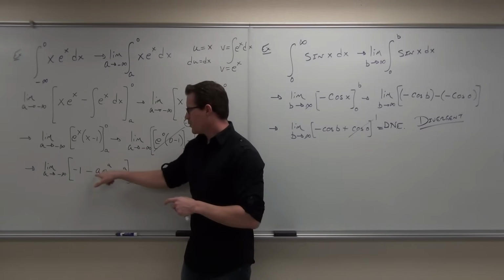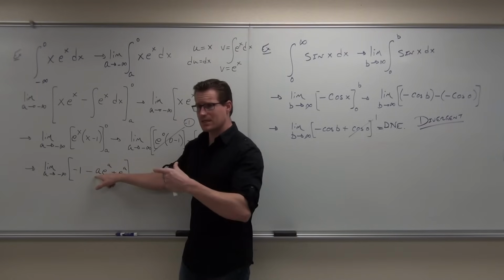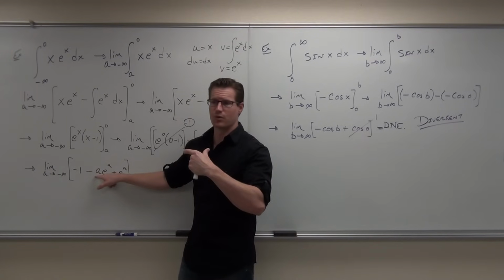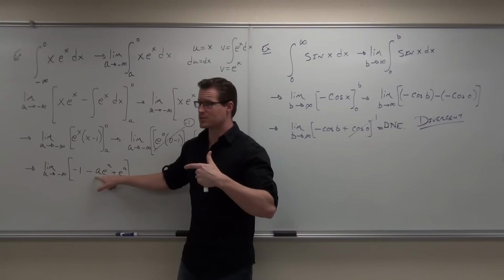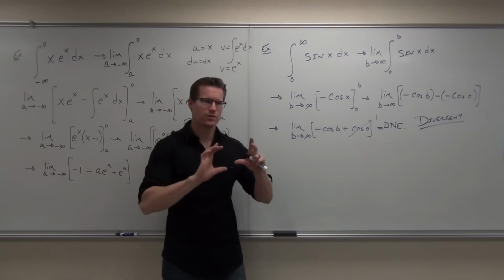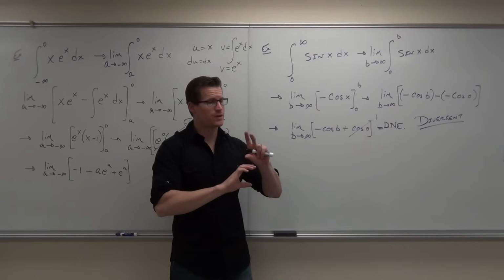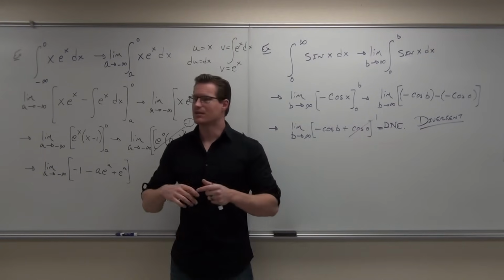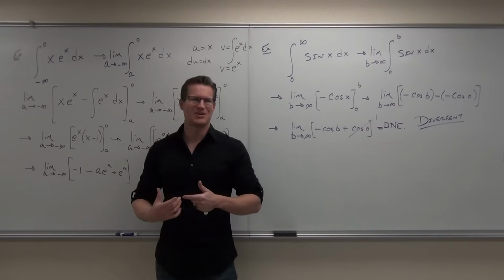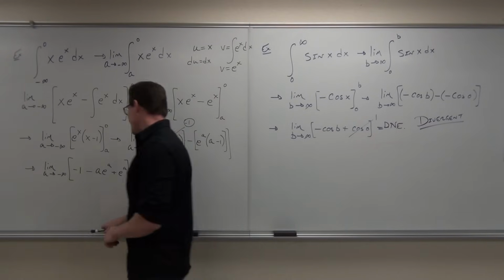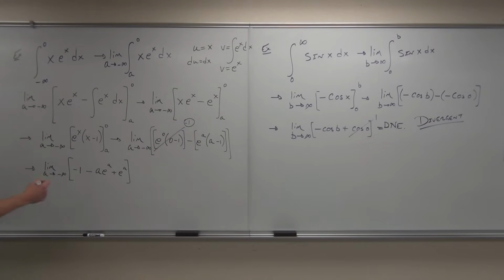But this one, well, that's an infinity times 0 type of indeterminate form. What that means is when we have infinity times 0, we've got to rewrite one of those in order to get an infinity over infinity or a 0 over 0. In either case, we can use L'Hopital. Remember L'Hopital's? It's a favorite word in limits. L'Hopital.